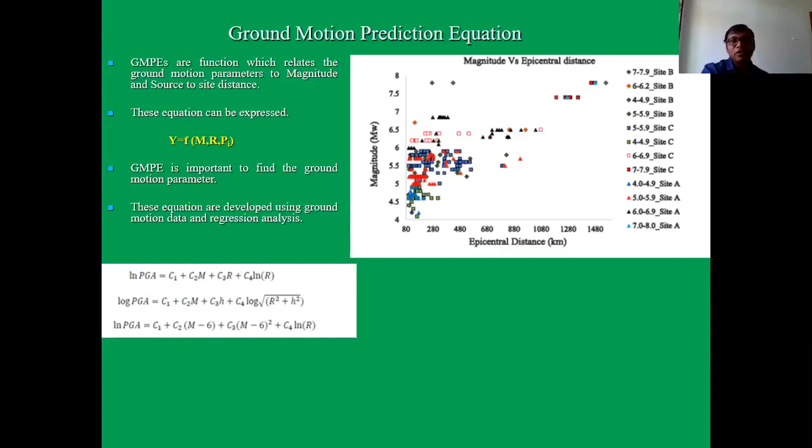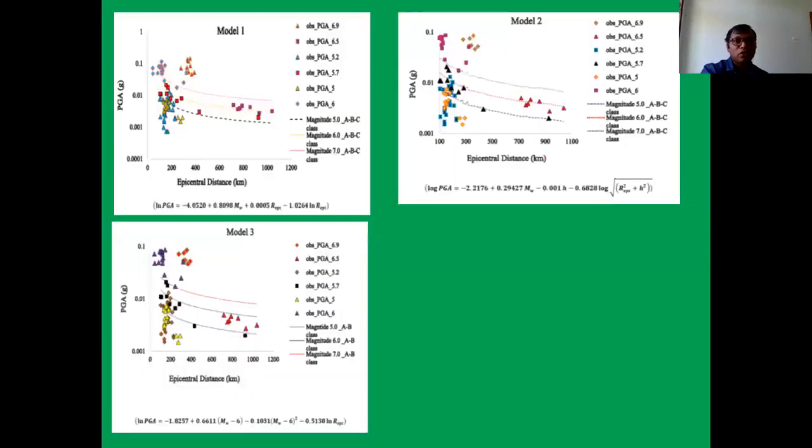And we have validated them with the observed data, considering site classes A, B, C, based on the data available from various online seismological agencies. And we have seen how the data are distributed in terms of epicentral distance and magnitude. This is to understand that. And now we have done it using the attenuation equation.